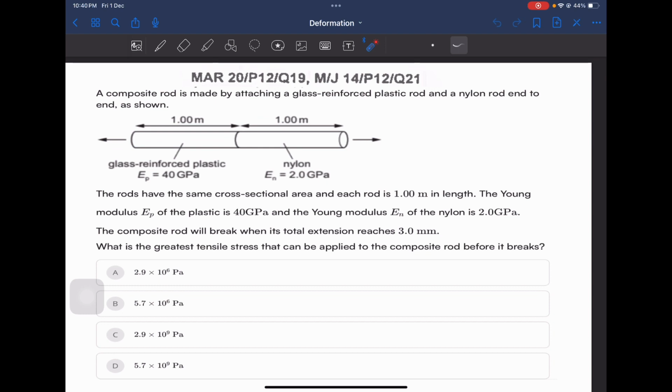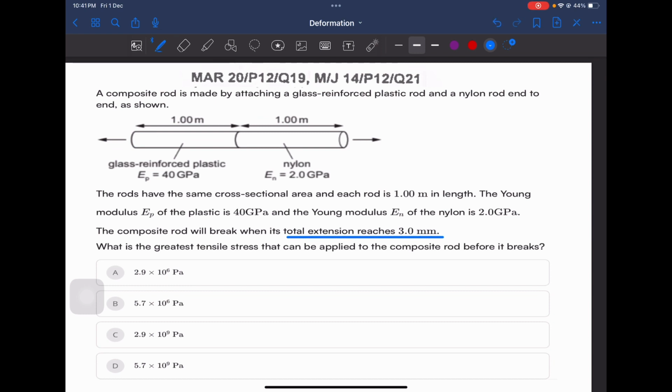Now the rods have the same cross-sectional area. So first thing, the area remains the same for both the plastic and the nylon rod. Then they say that the length of each rod is 1 meter, as it is written over here as well. The Young modulus for plastic is given to us as 40 gigapascal, and the Young modulus for nylon is 2.0 gigapascal. The composite rod will break when the total extension reaches 3 millimeters. So the total extension is to be considered, and it should be 3 millimeters.